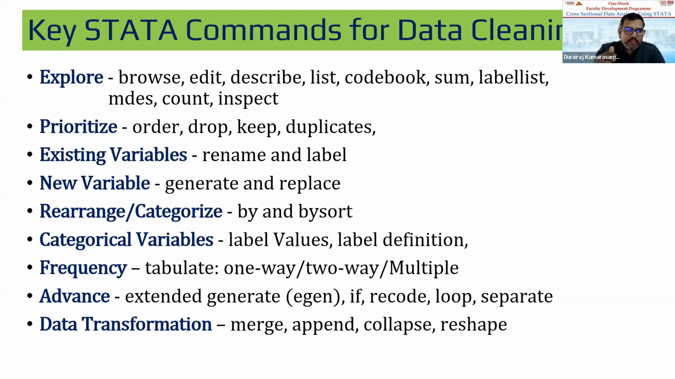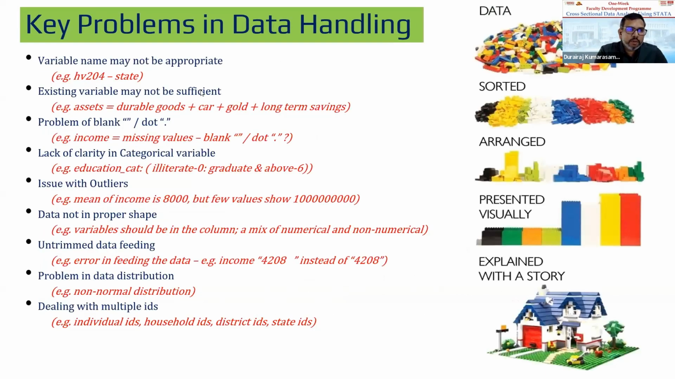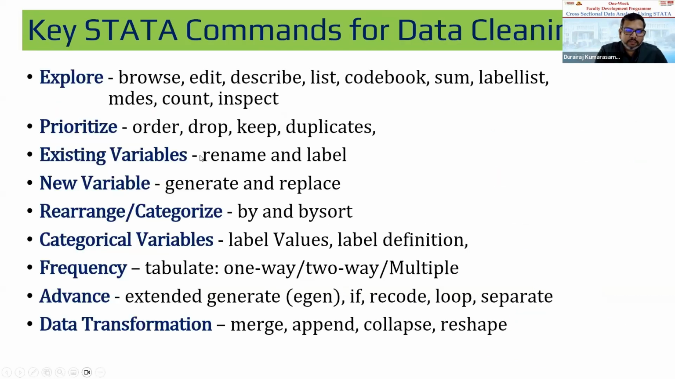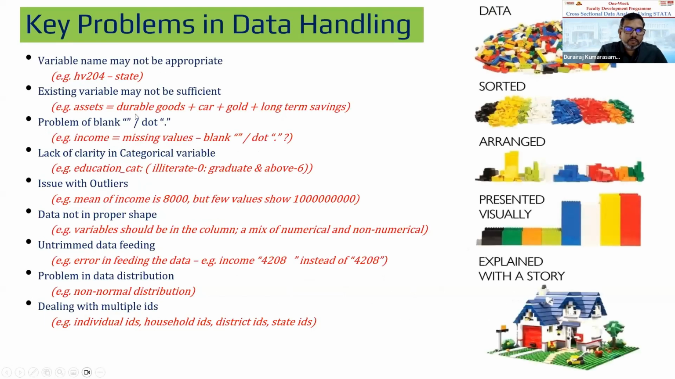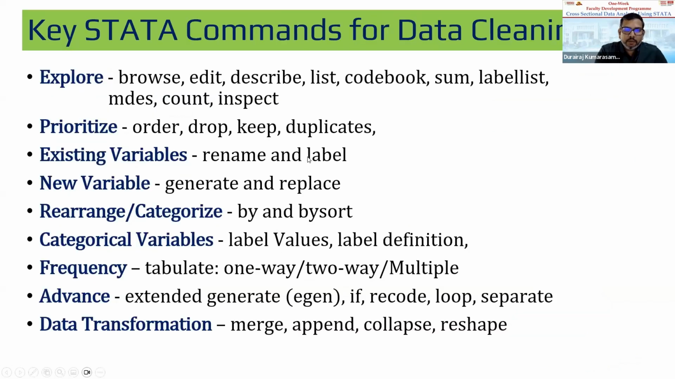So once you prioritize the data, now you'll be dealing with the existing variable, right? So the existing variable, as I told you earlier in the previous problem, if a variable name may not be appropriate, then you have to use the command rename. So using the rename, you can change the name from HP204 to state and give a variable label. So what is this label? Label means the state may not be very clear. So write as states of India, something like that, you can give a name.